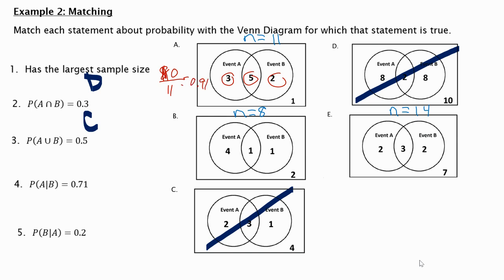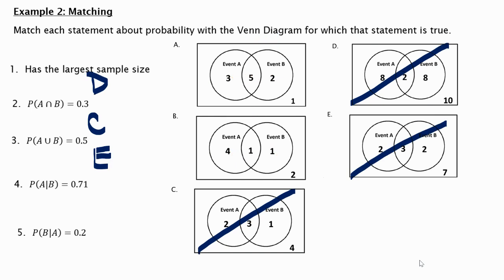The next one we're going to have is 4, 1, and 1, so 6. So 6 over 8, which is 0.75. And then for E, we're going to have 2, 3, and 2. So that's 7 over 14, which is 0.5. And that's going to be our answer for letter E.